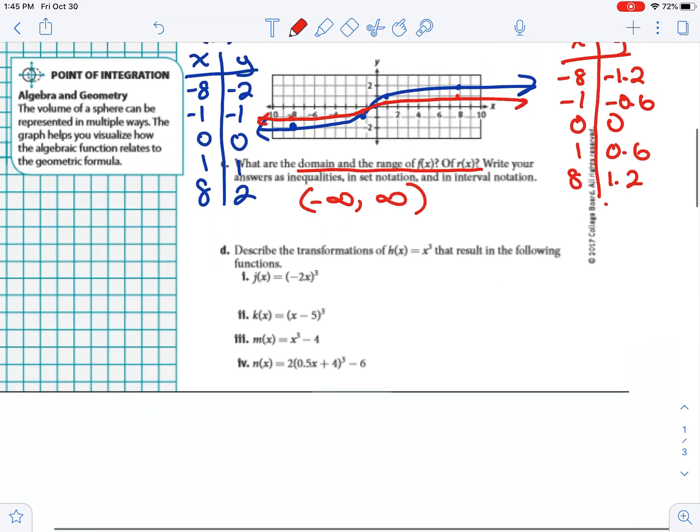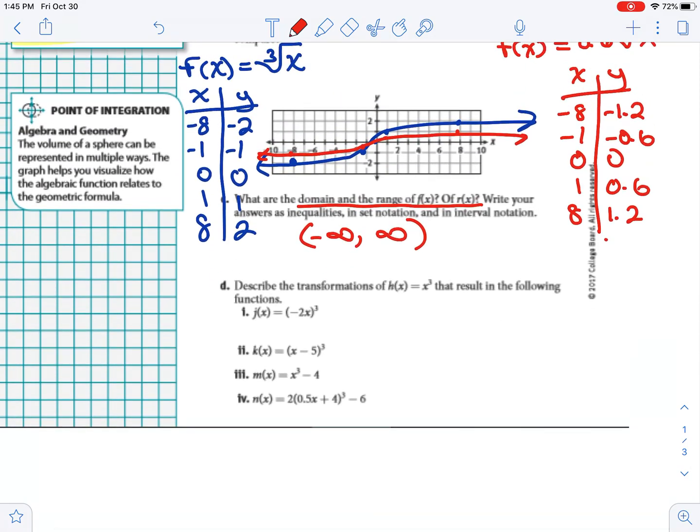All right, we're going to quickly review some transformations just to remember that what we have inside parentheses and outside parentheses make a difference on how we change our graph. So in part 1, we got j of x equals the quantity -2x cubed. So this is a cube function. That -2 inside the quantity, however, is going to mean we're going to have both a reflection and a vertical stretch.